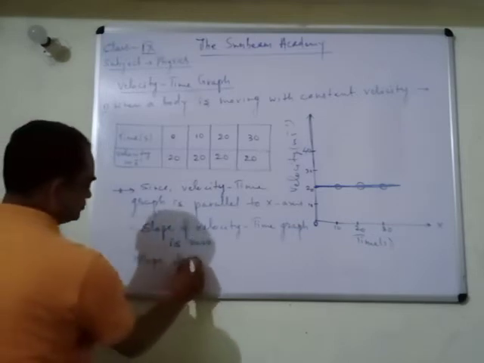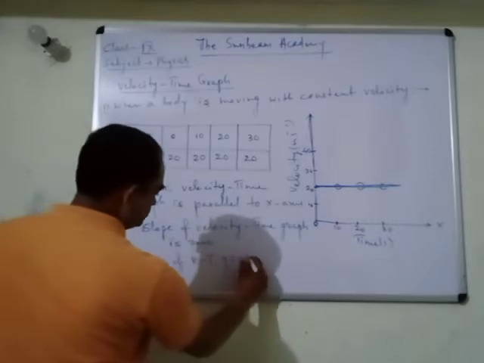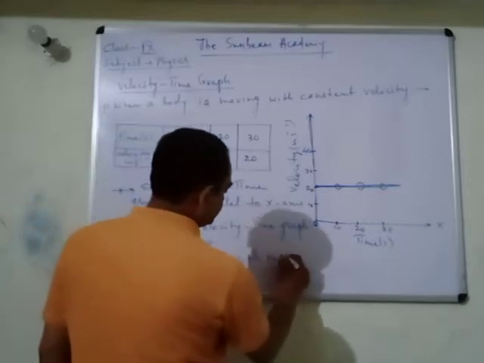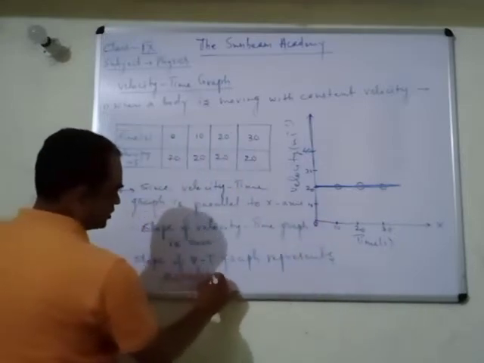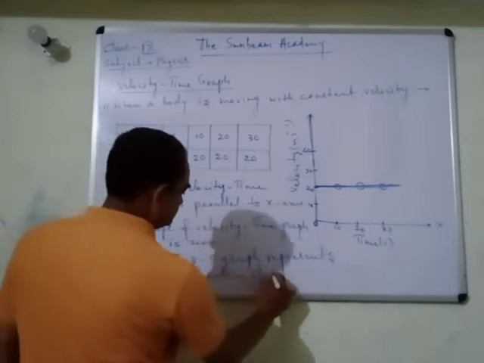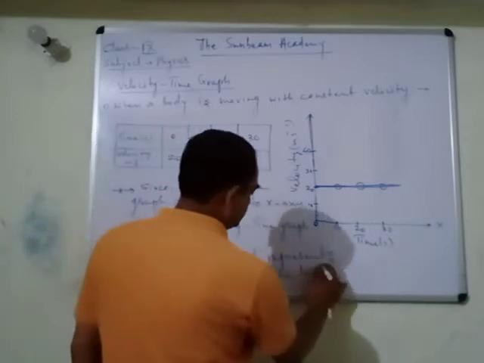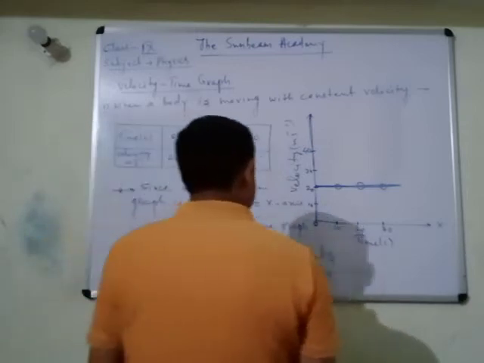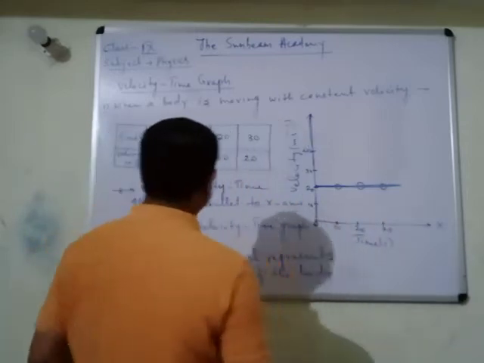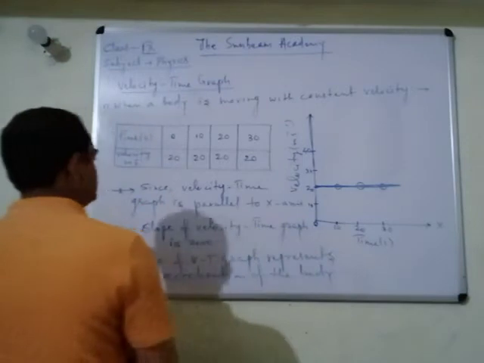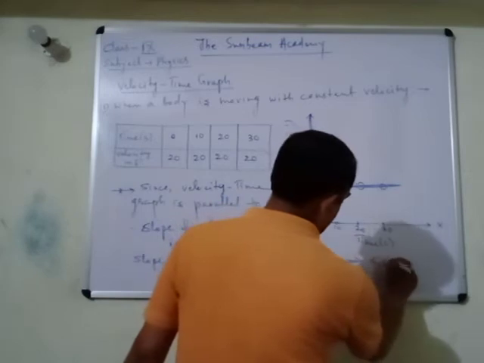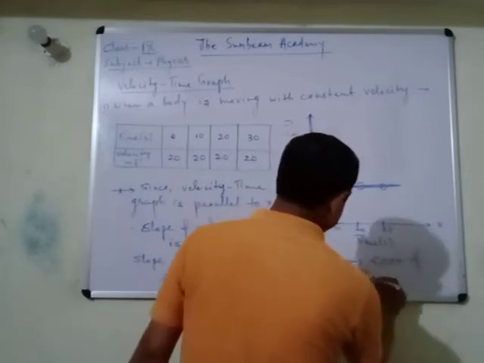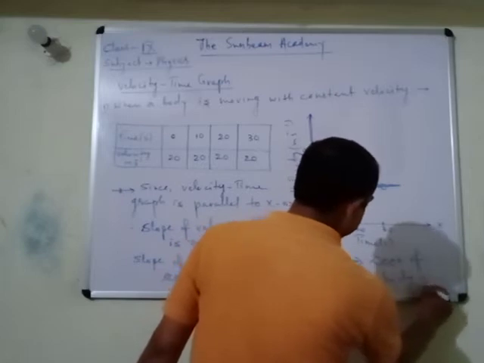Slope of the VT graph represents the acceleration of the body. Therefore, what will be the acceleration of the body? The acceleration of the body is 0.